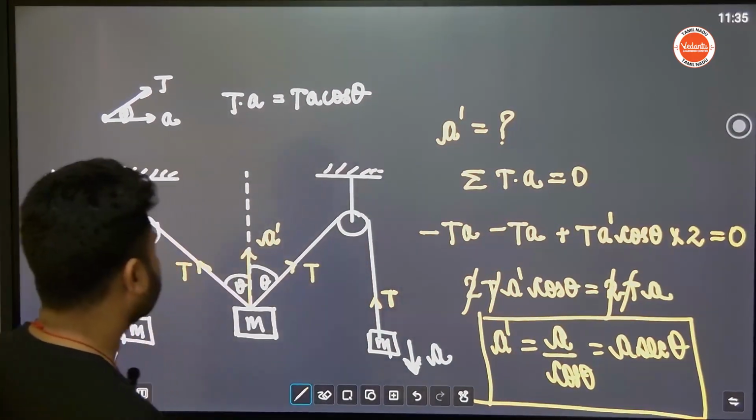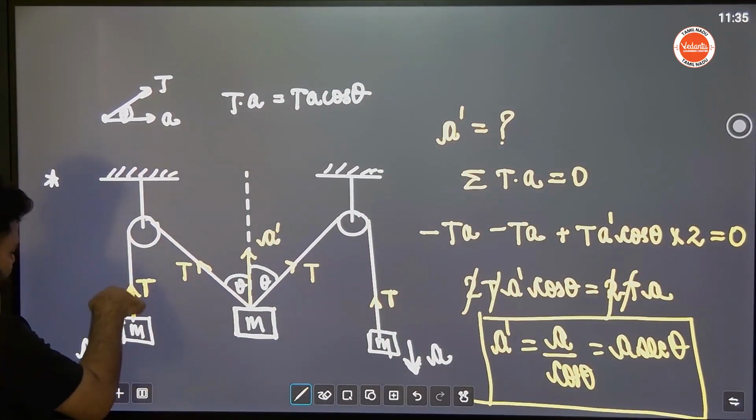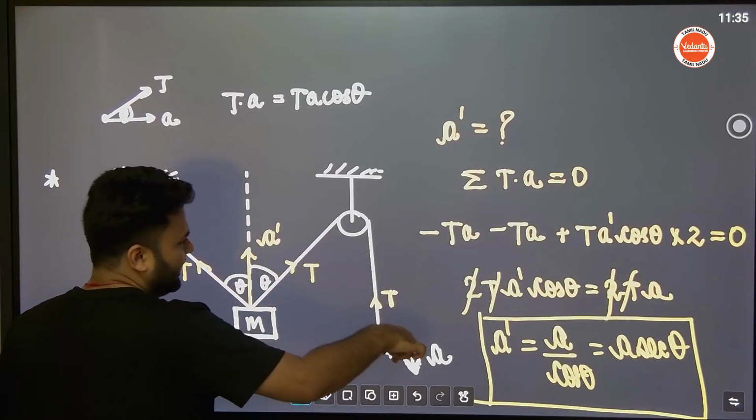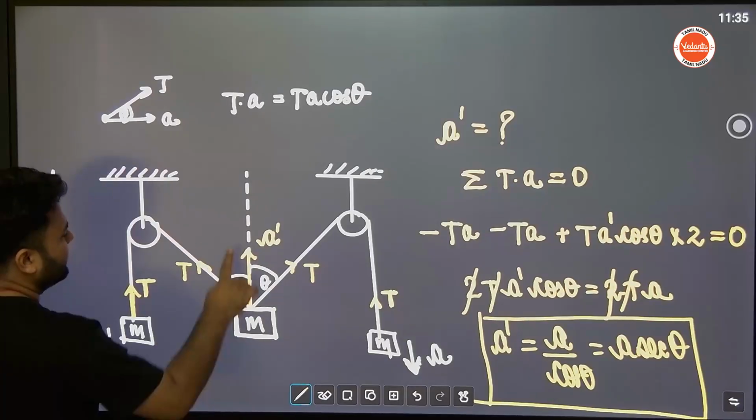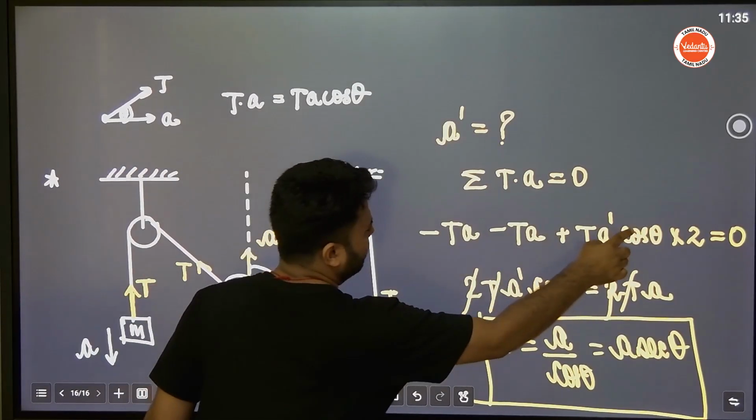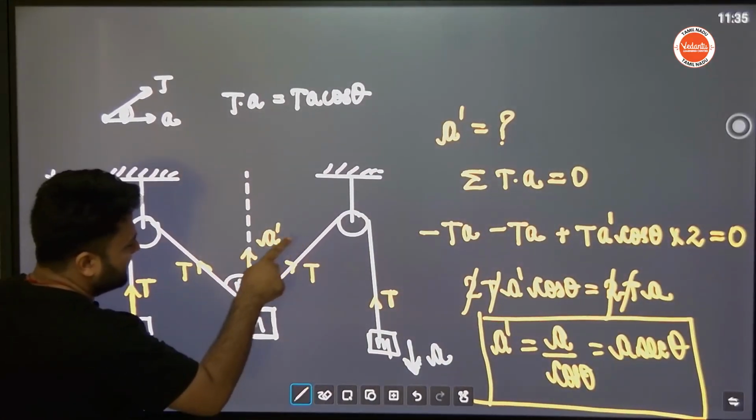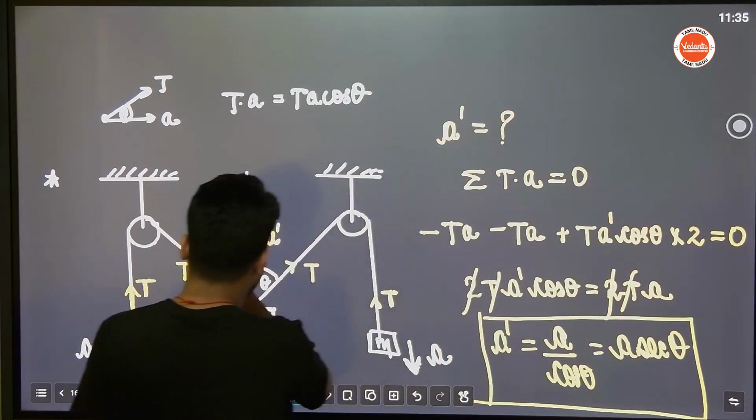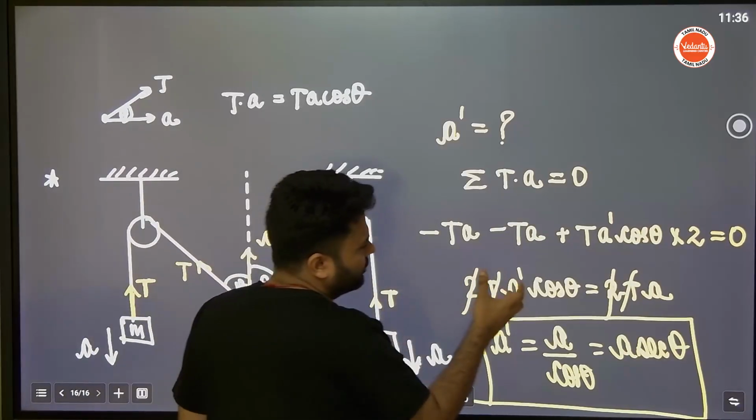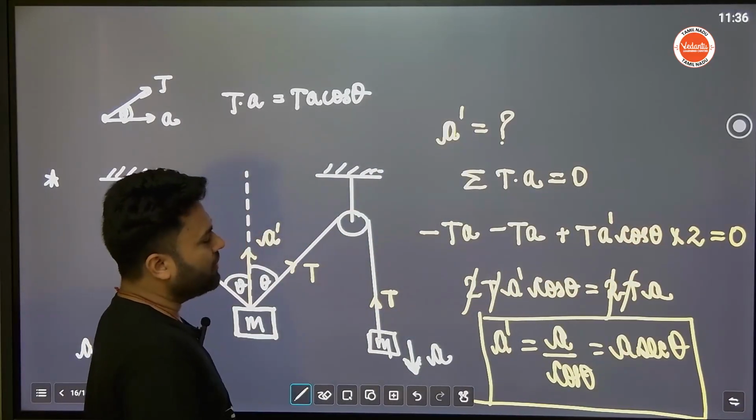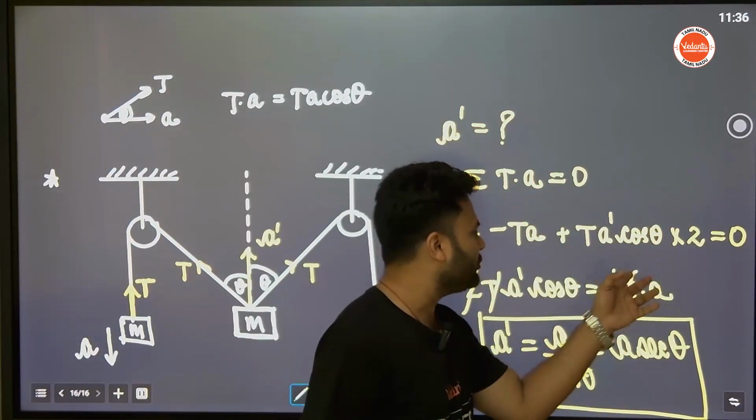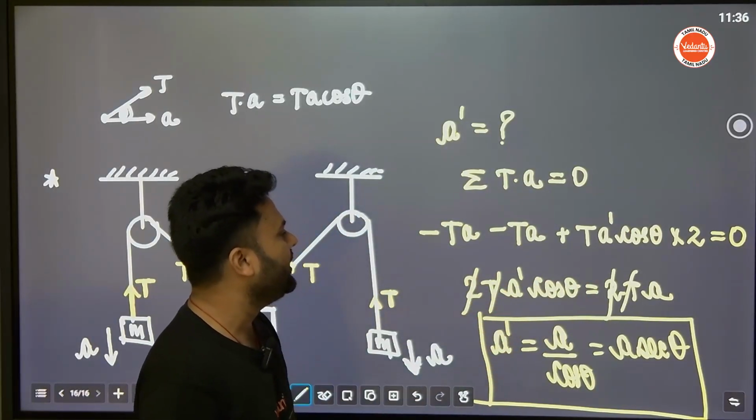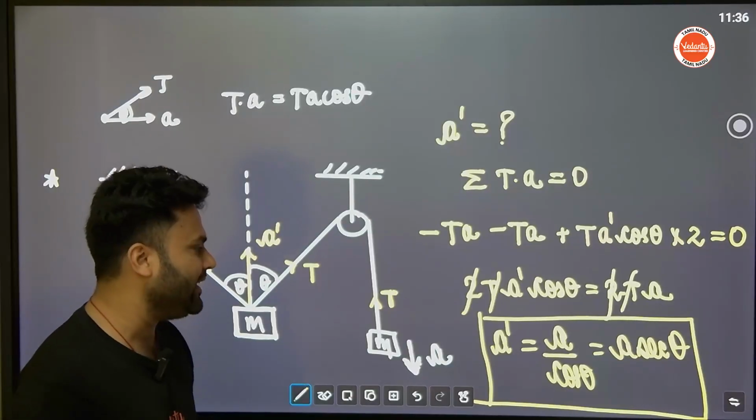See here. Again I am explaining, this is T, this is A. So minus TA. This is T, this is A, minus TA. This is T, this is A, so TA cos theta, TA cos theta. Again this is T, this is A dash. So T A dash cos theta here also, T A dash cos theta here also. So 2 times. So minus TA will go there, so 2TA, and here 2T A dash cos theta. 2T cancels, A dash equals A by cos theta, that is A sec theta.